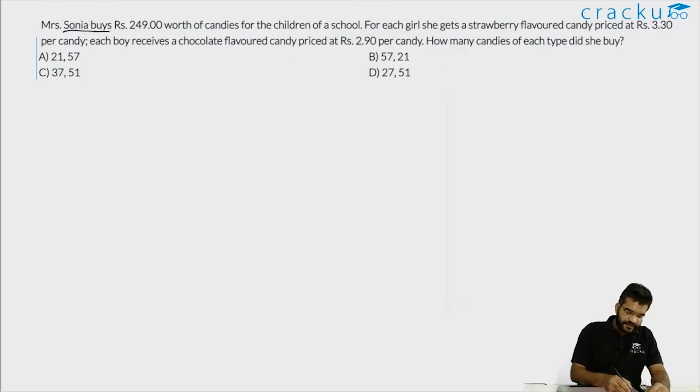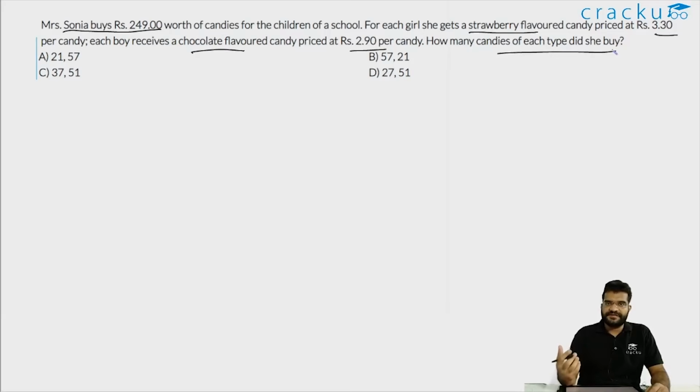In this question, we are told that Mrs. Sonia bought rupees 249 worth of candies for the children of a school. She bought strawberry flavored candy for girls, which cost rupees 3.3, and chocolate flavored candy for boys, which cost 2.9 per candy. And we are required to find out how many candies of each type did she buy.